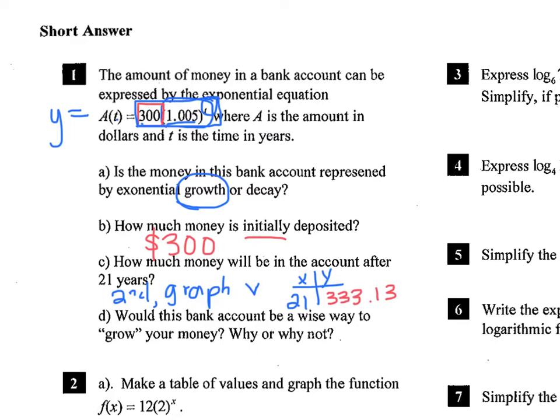Part D, would this be a wise way to grow your money? Well, considering after 21 years you've only made $33.13, I would say no, not really, because the money doesn't grow that fast. It's your opinion, you just need to write down what you think and back it up.